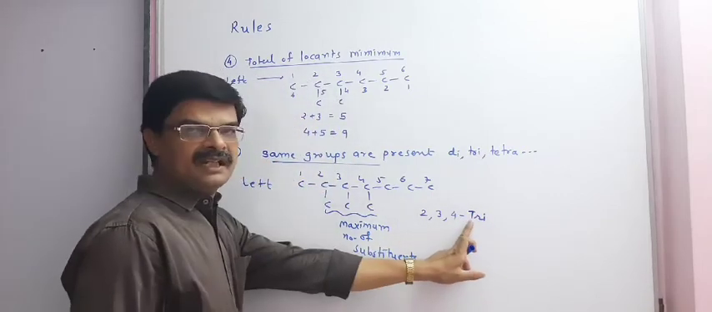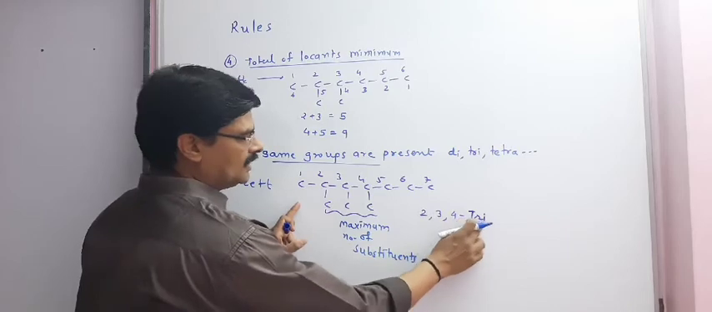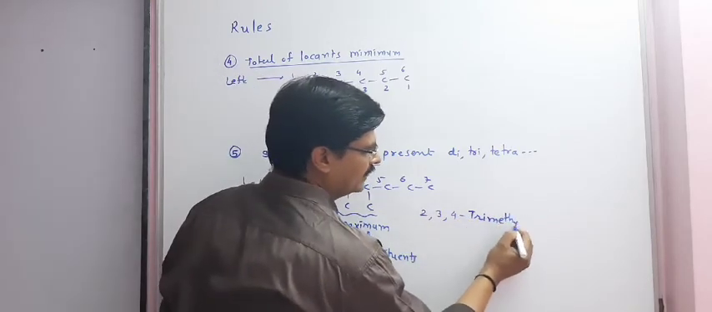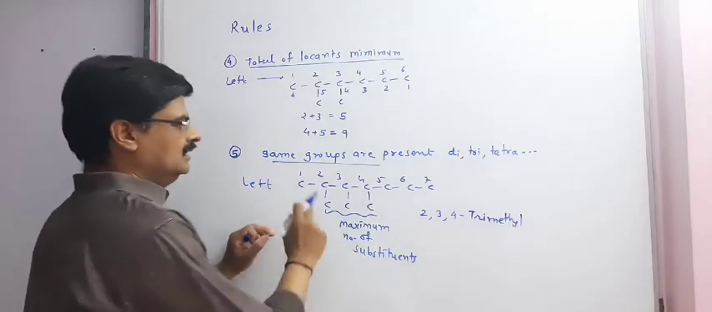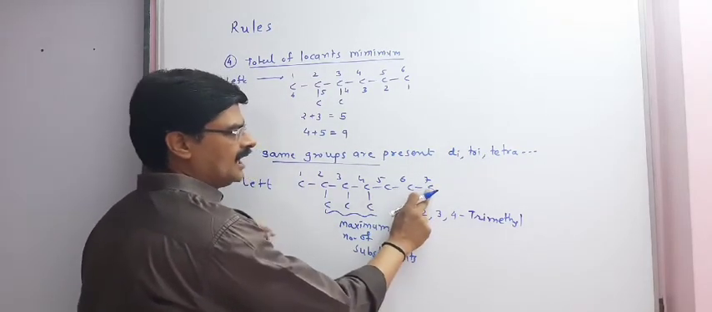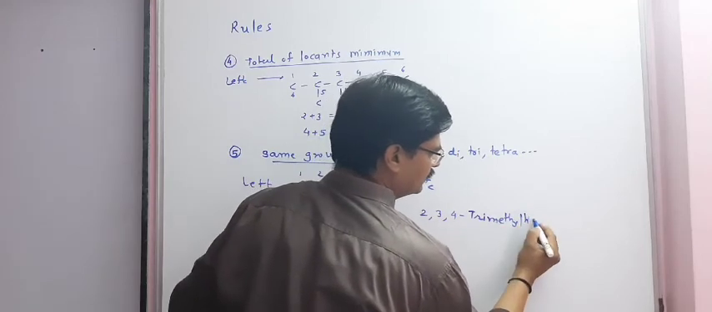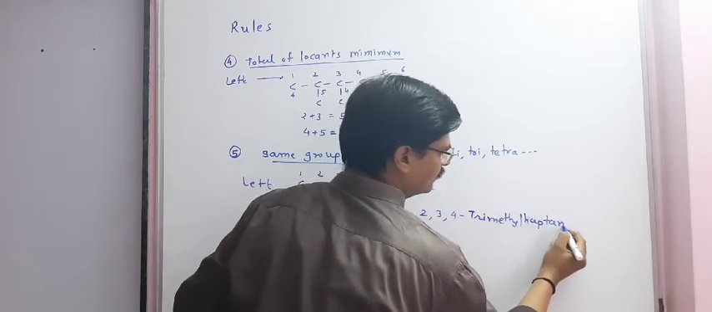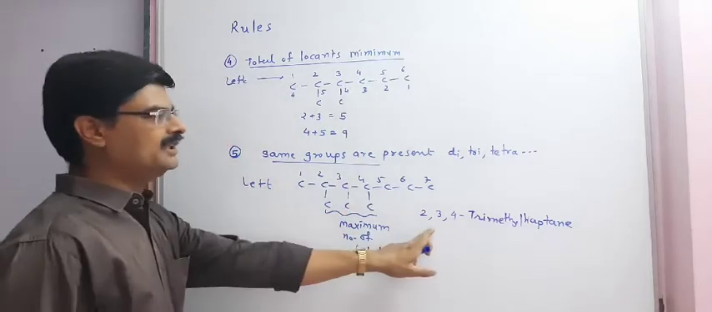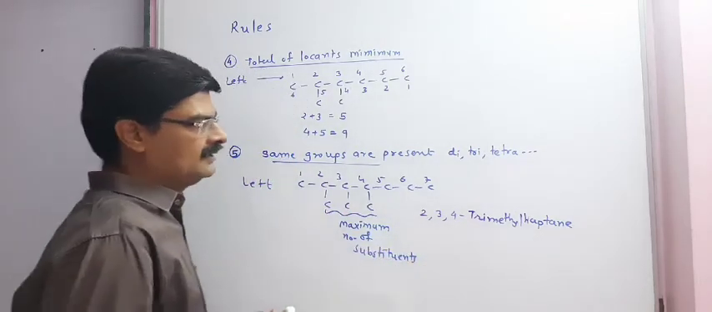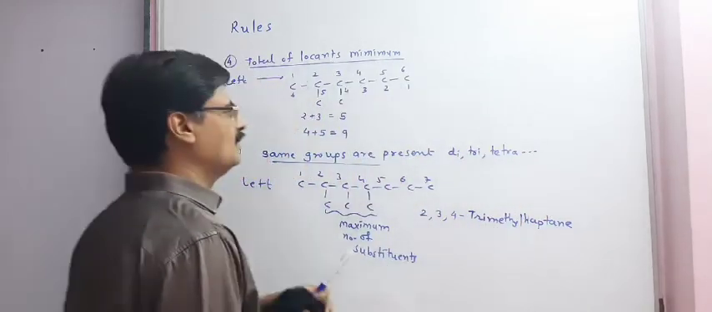T should be in capital. 2, 3, 4, tri. Now the group is methyl, so trimethyl. Total number of carbon atoms is 7, that is why heptane. Once more, 2, 3, 4, trimethyl heptane. Now we will discuss some rules for cyclic compounds also.